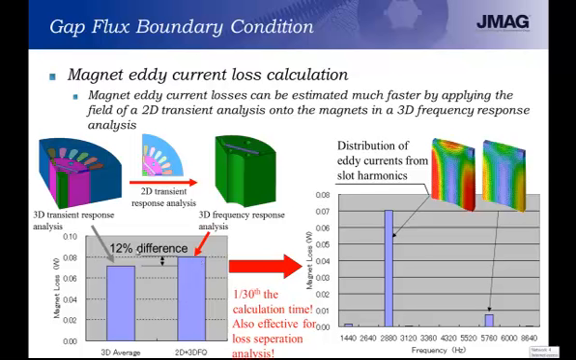So about a 12% difference in the accuracy of the calculation, but since we're running a frequency response analysis only on the rotor with a field calculated from a 2D analysis, we can see that our calculation time is about 1/30th the length of a full 3D transient response analysis. We can also do loss separation analyses based on the 3D frequency response. Accuracy is not quite as high as the transient analysis, but the analysis time is substantially faster. So as an initial approximation of losses, this 3D gap flux boundary would be a good tool to use.